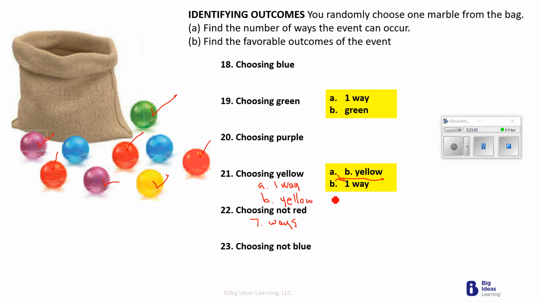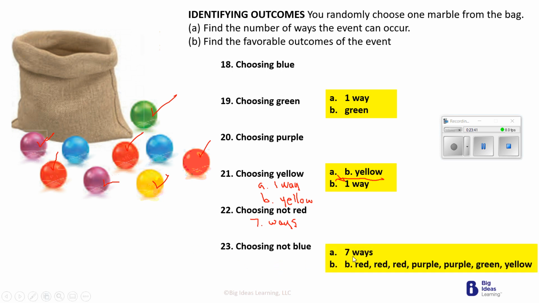And then, well, the colors could be purple, right? There's 2 different purples. There's 3 different reds, and then a yellow and a green. So 7 ways. It can be red, red, red. We said there were 3 reds. 2 purples, right? Purple, purple. And we said 1 green and 1 yellow. Those are our favorable outcomes.